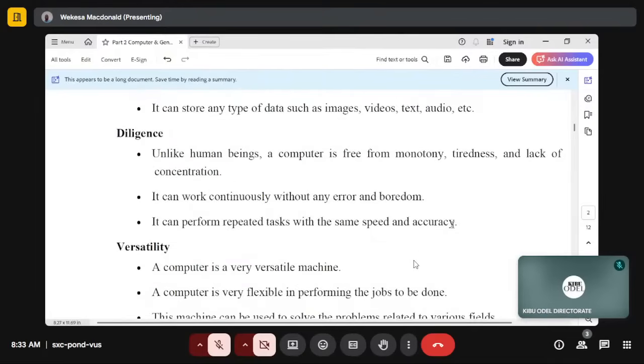Another advantage of a computer is diligence. They are not biased. A computer will not tell you that it is tired, or that it is bored, or that it is hungry. So they are much more diligent compared to human beings. It is free from monotony, it is free from tiredness.